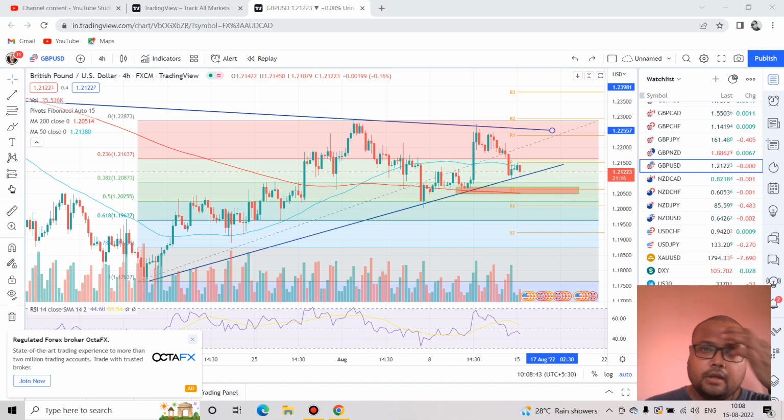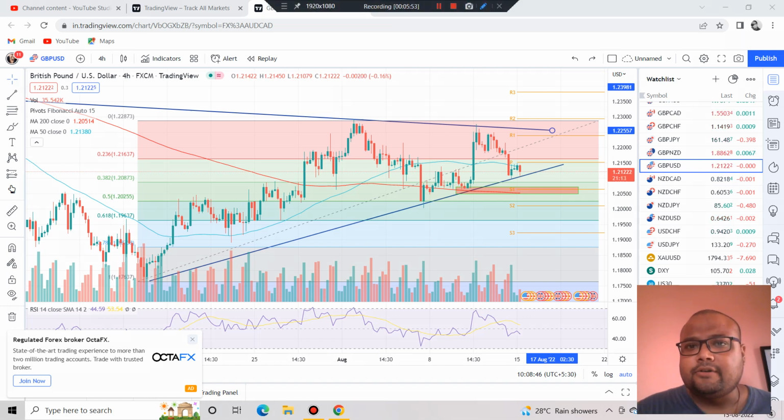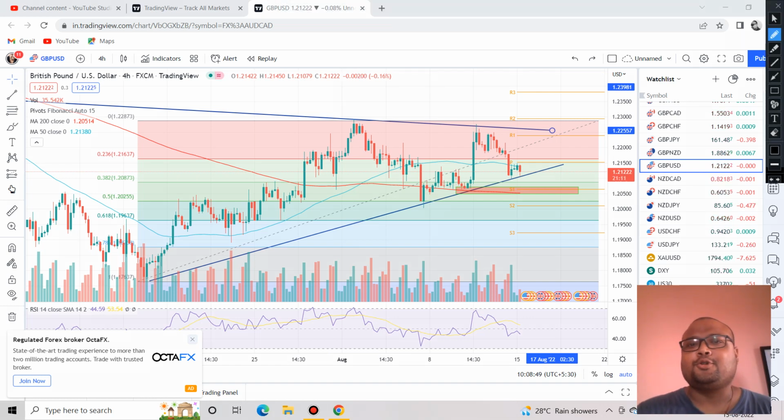And the resistance is the line here, so nothing much to talk about. Just draw this line and wait for the market to reverse so that you can take a sell position.